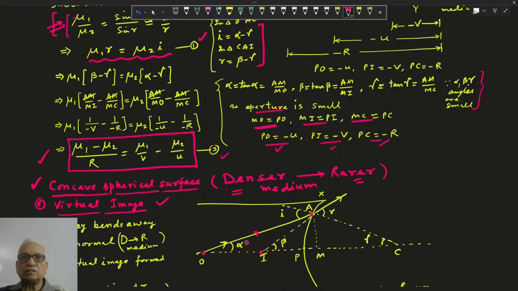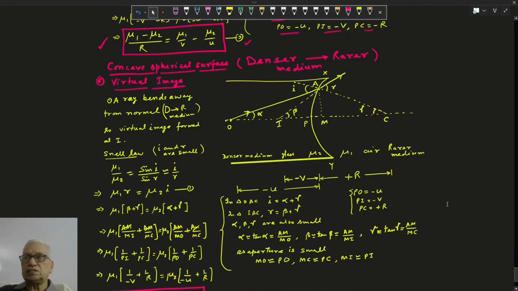And here minus mu2 upon u. So this is the formula from denser to rarer medium. And for denser to rarer, always the same formula is used. Now this is the last case here.